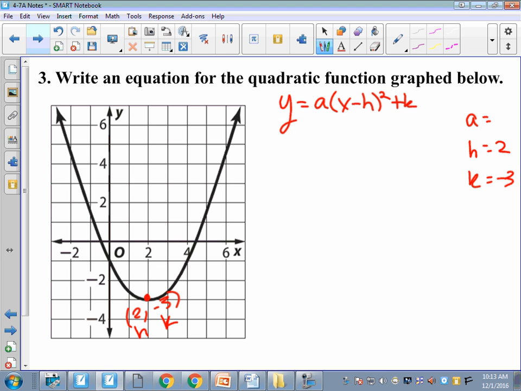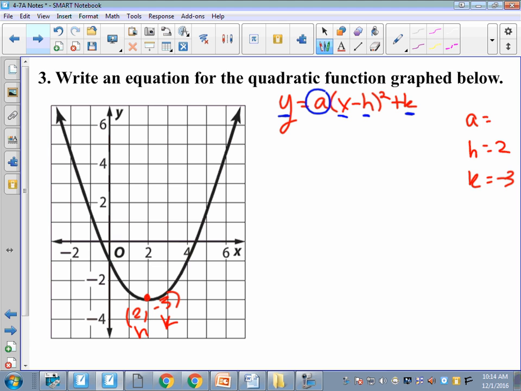My a value determines the width. There's no actual number here that I can just calculate the width. But what I can do is I can use my graph, and I can use this equation a little differently. So if you notice, we have h, we have k, and we have a whole bunch of x and y's. Remember, x and y represents every ordered pair on this graph. So if I can find one ordered pair to plug in, along with h and k, the only variable left that we can solve for is a. I need to figure out what the value of my a is.